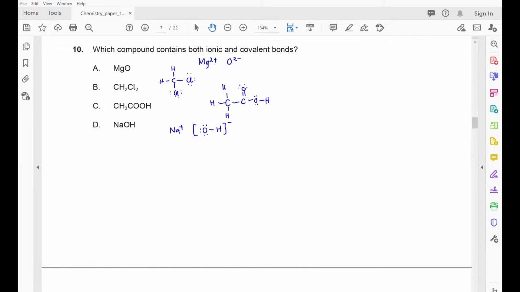Question 10. So I've drawn here the structure of each of these compounds. Magnesium oxide is just ionic. Dichloromethane is covalent. Ethanoic acid is covalent, but sodium hydroxide has both ionic and covalent bonds. Ionic between sodium and hydroxide ions, and the covalent bonds between O and H.